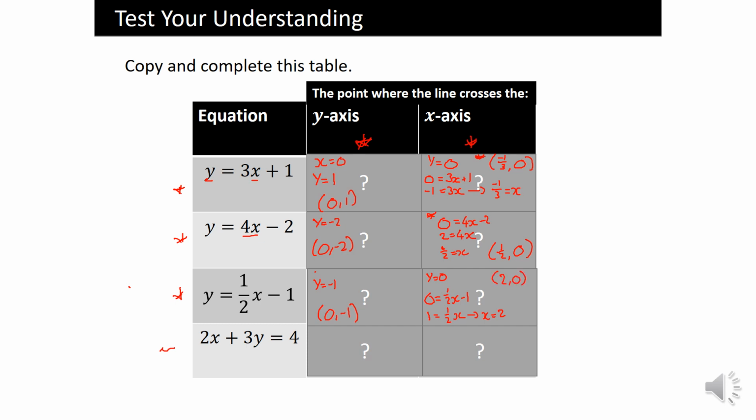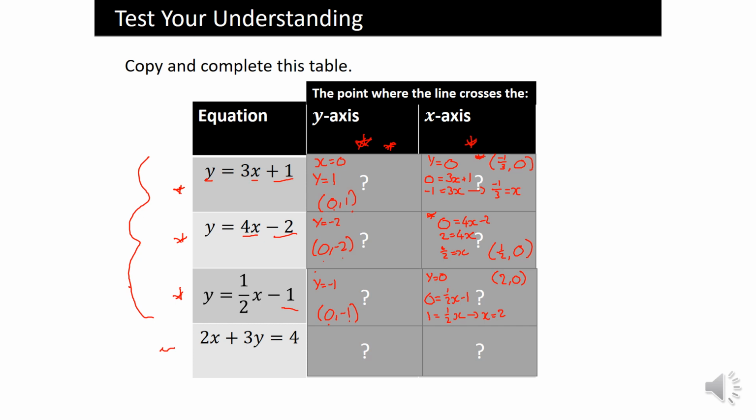So just to draw the attention to these first three, we can see in this first column that the x is always 0 because that's the y-axis, and the y coordinate is always just this second number. So just a little shortcut you can use there.